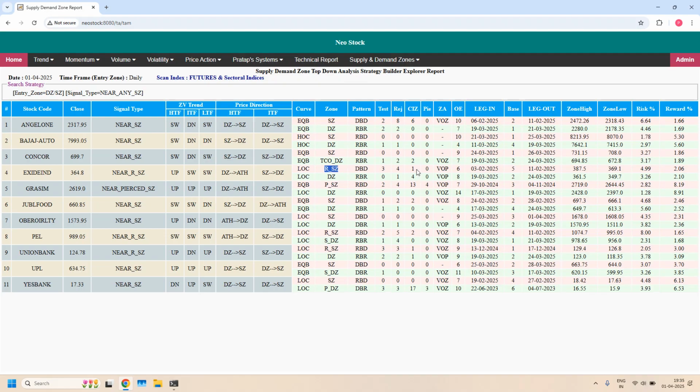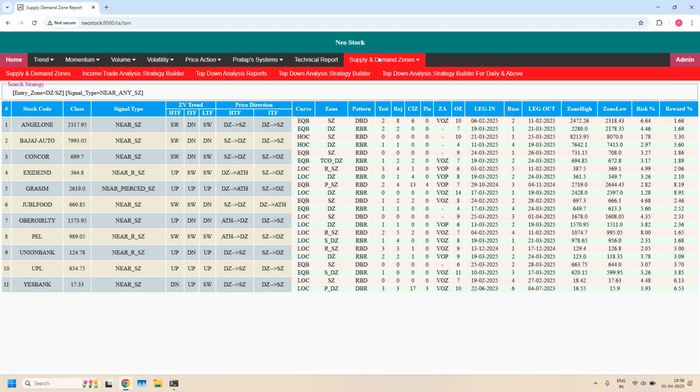Exide Industries is having a daily high liquidity supply zone. PEL is having a daily high liquidity supply zone. And it is also having a high liquidity daily supply zone. So either side we can look for trade opportunities. That's it. We have identified 2 daily high liquidity supply zones from this list.